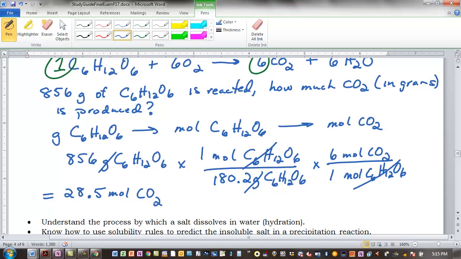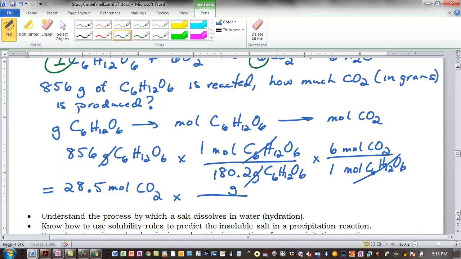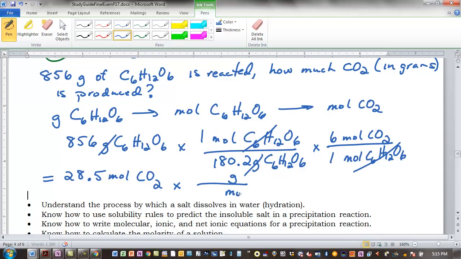Now, what do we need? Molar mass. So carbon, 12.01, each oxygen about 16. You should get 44.01 for CO2 for its molar mass. Again, we want to get to grams, so we want grams in the numerator. We want moles to cancel. And it's 44.01 grams of CO2 in 1 mole of CO2. Moles cancel.